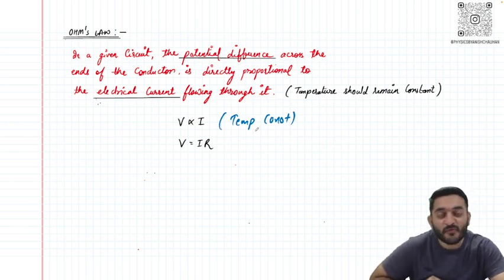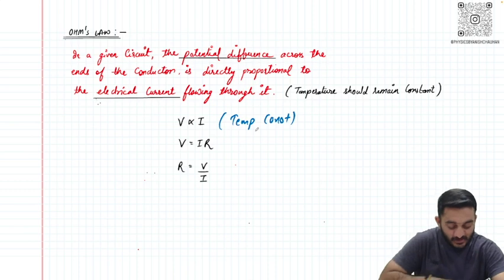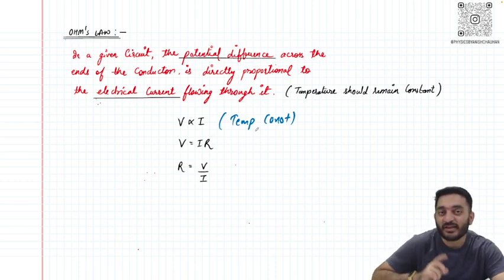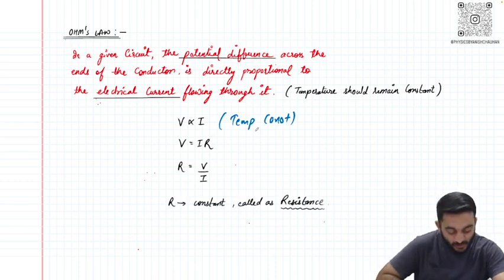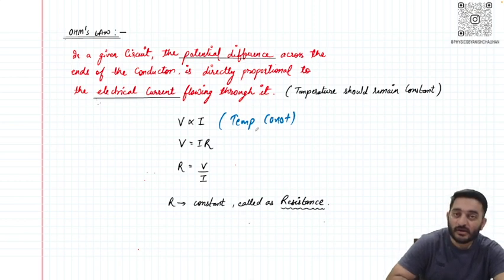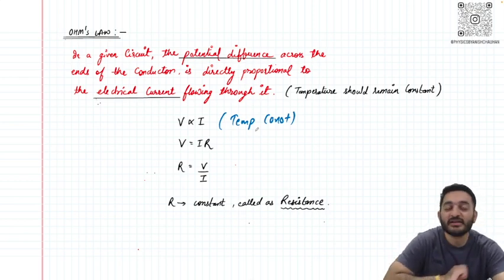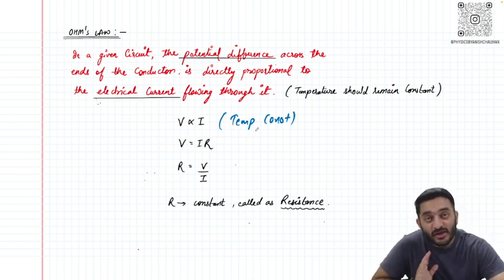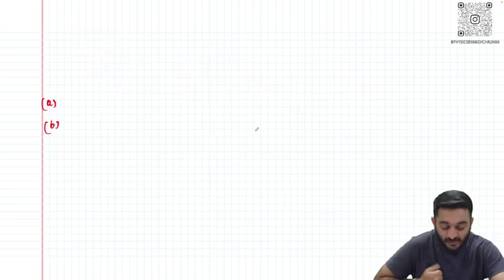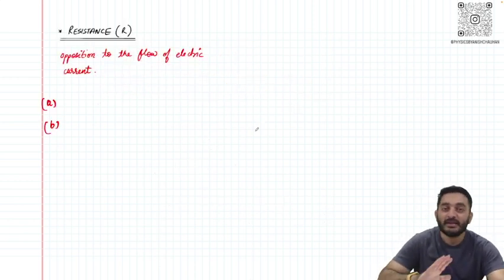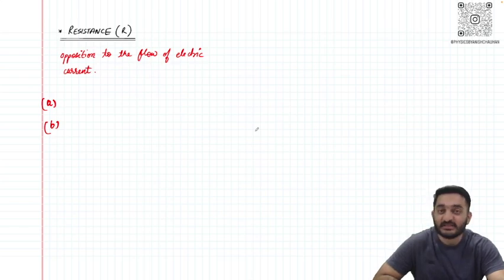So you have one more formula to calculate your resistance. If I make R the subject, it will look like V over I. What you need to remember is that this constant is R and that R is known as resistance. Now, let's understand a few more things regarding resistance. Resistance is simply the opposition in the flow of electric current.